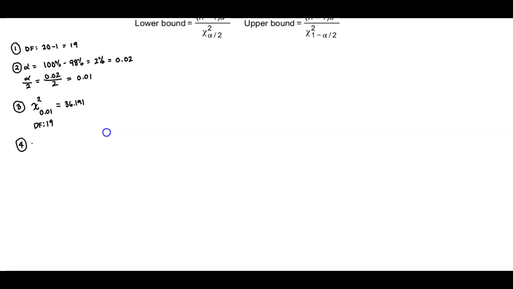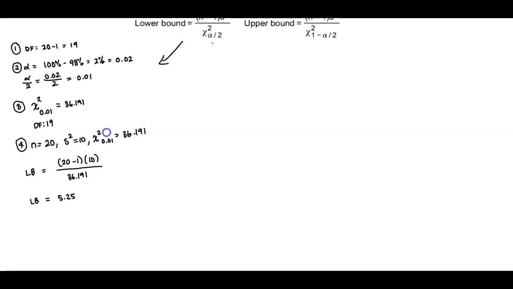Okay, so we know that the sample size n is equal to 20. We know that our variance is 10. And we know that the chi-square with an area of 0.01 is equal to 36.191. So now in order to find the lower bound, we're going to take 20 minus 1 times the sample variance, and then divide that by 36.191. So therefore, the lower bound is going to equal, to 2 decimal places, 5.25.